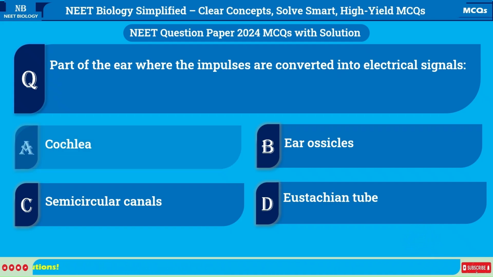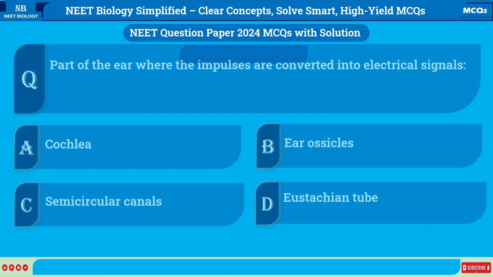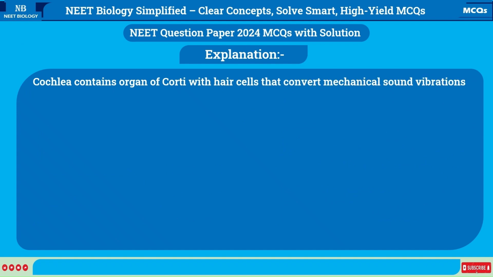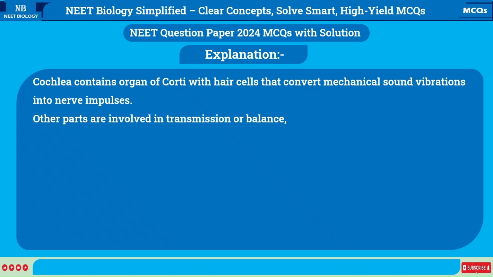Correct answer is A. Cochlea. Explanation. Cochlea contains organ of Corti with hair cells that convert mechanical sound vibrations into nerve impulses. Other parts are involved in transmission or balance, not sensory conversion.